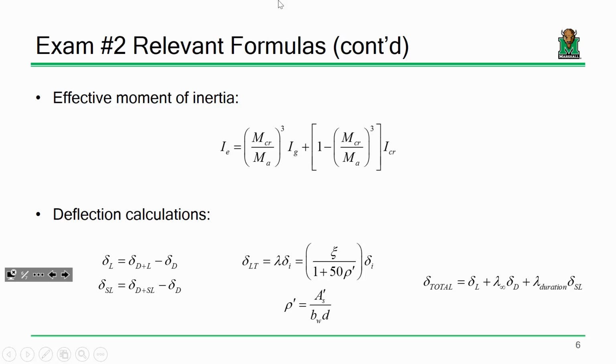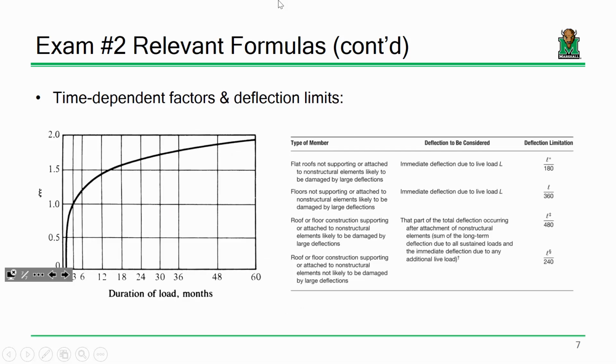Long-term effects is your immediate effects adjusted by a multiplier. Your rho prime is As prime over bd, and then that comes from your time-dependent factor chart, which I will provide if you need it. And then your total deflection is as follows. And then there's your time factors and your deflection limits. That's it. Okay, so what I'm going to do now is shut up and let you all ask whatever you want about the exam. The floor is yours.